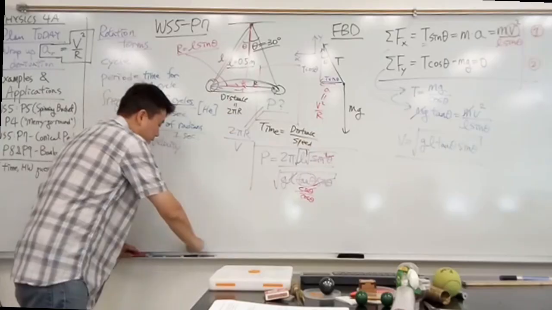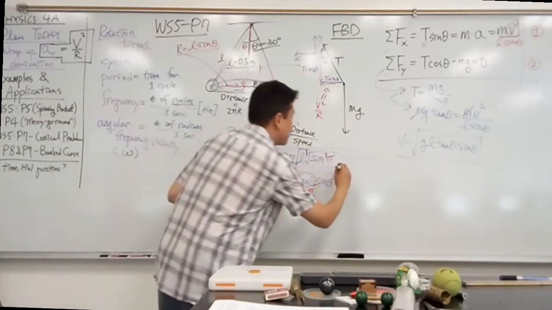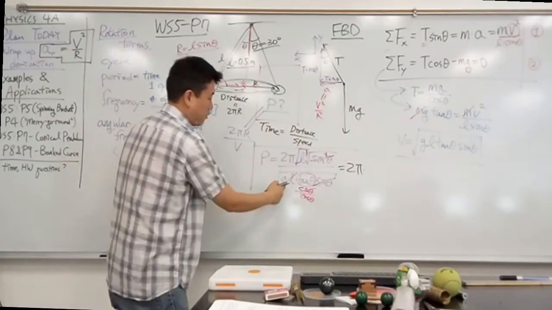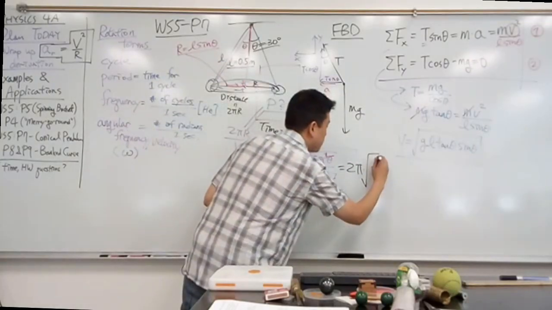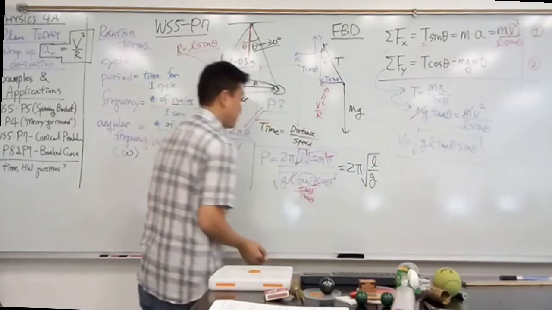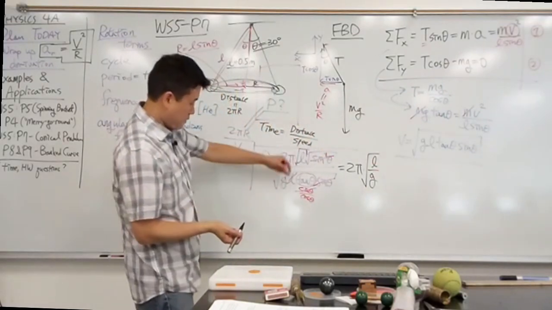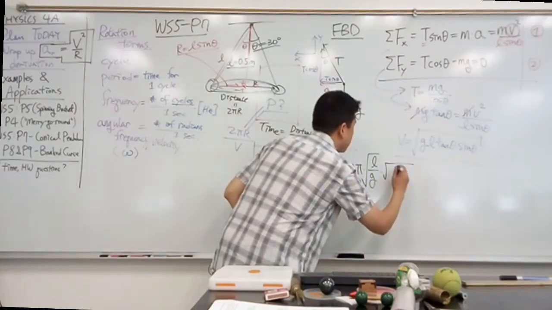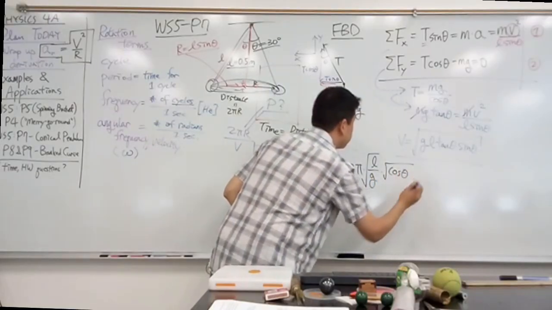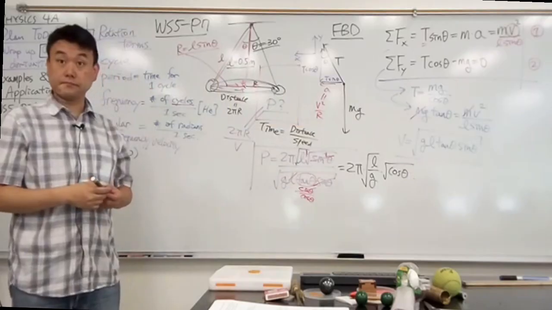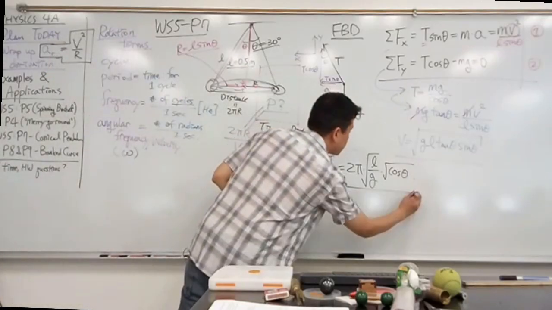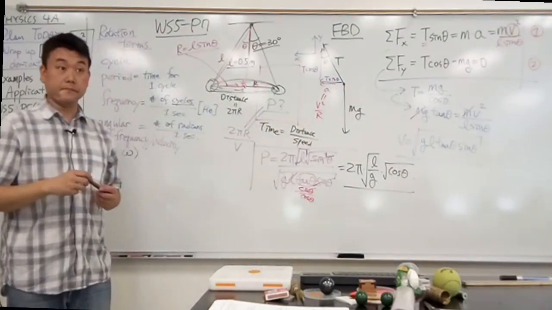Let me write down a cleaned up version of this. So it's 2 pi times square root of L over g, times 1 over the square root of cosine theta. Good? Everyone okay with this as the final expression for period?